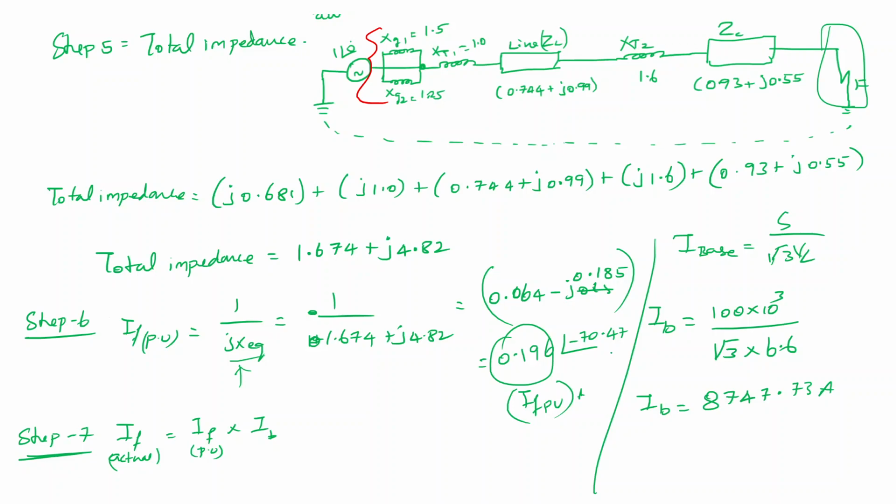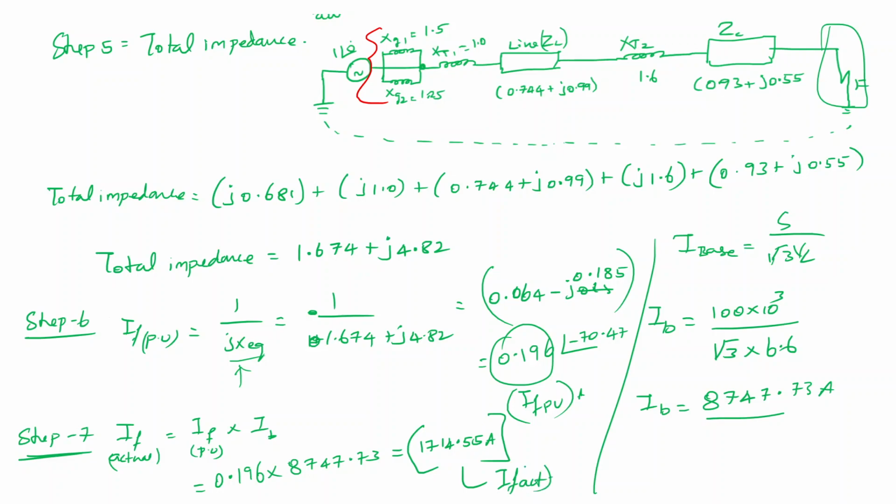Yes, sir. Okay. So what will be my IF value then? I'm taking only the magnitude, 0.196, multiplied by the magnitude of base, that is 8747.73. So 1714.55, sir. That is the correct answer. So this is the value of IF actual.